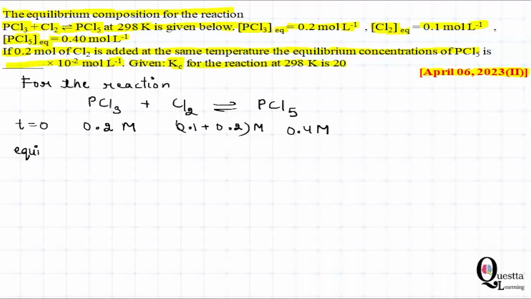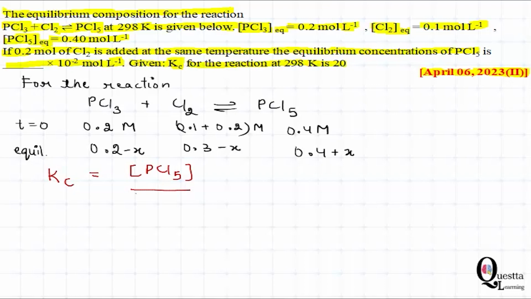Now when we see the concentration at equilibrium, for the reactants X amount will be dissociated, and for the product X amount will be formed. So it becomes 0.4 added to X. Now in order to solve for the value of X, we need to write the expression for K equilibrium. So Kc in this case becomes equal to the concentration of PCl5 divided by the product of the concentrations of PCl3 and chlorine gas respectively.